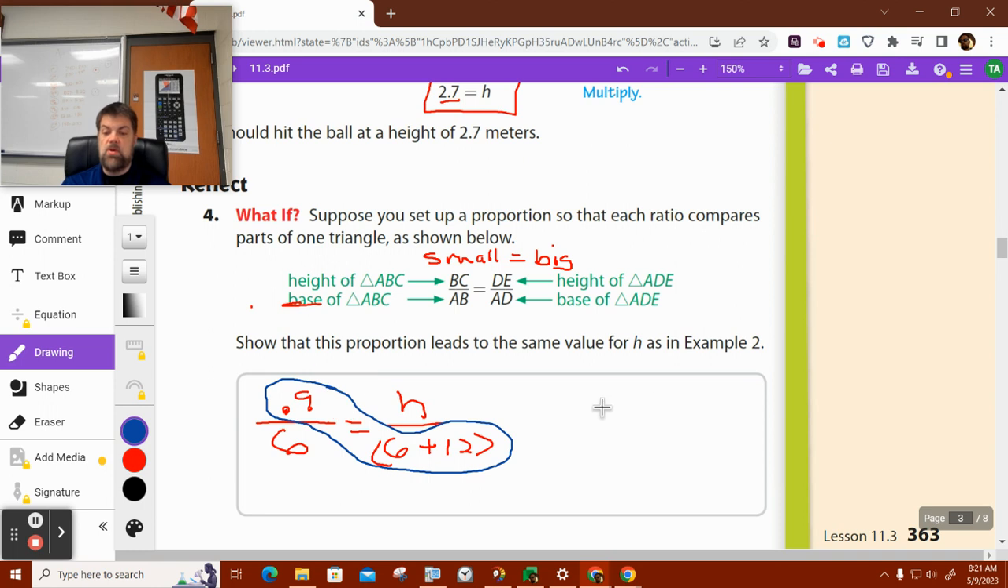So another approach would be that you take 0.9 and multiply it by the quantity 6 plus 12. And then you set that equal to 6 times h, which is essentially the same math we did before.